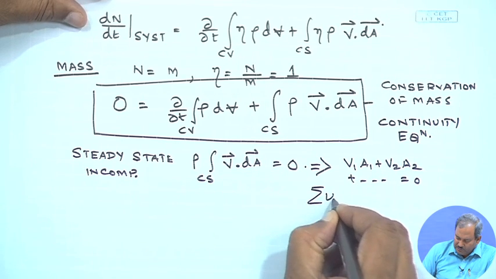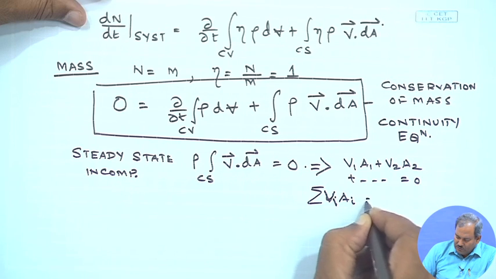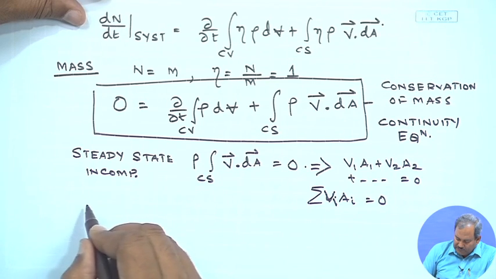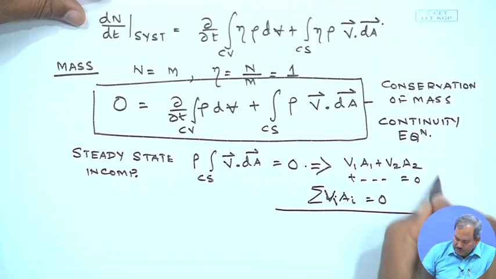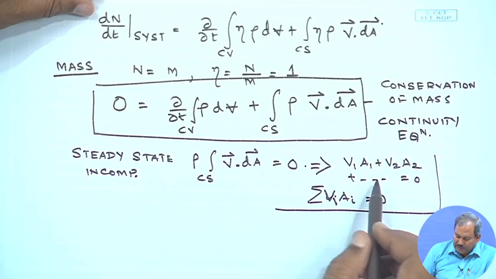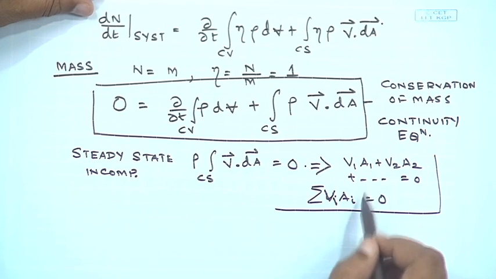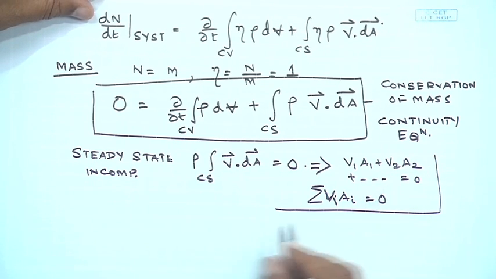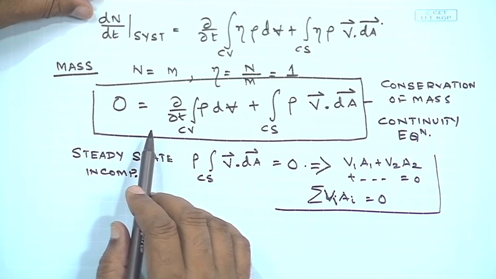So, summation ViAi would be equal to 0. This form of the continuity equation you have used, I am sure, somewhere or the other. So, when you take N to be equal to M, then the corresponding intensive property is 1, and what you get out of it is simply the equation of continuity.